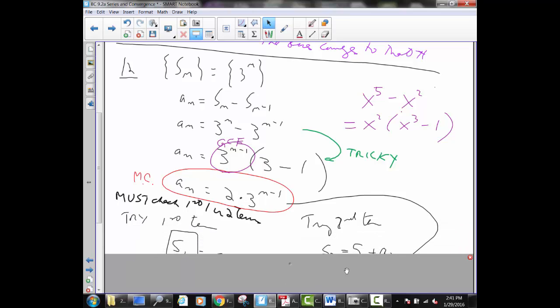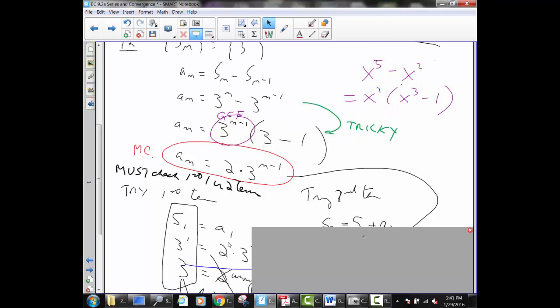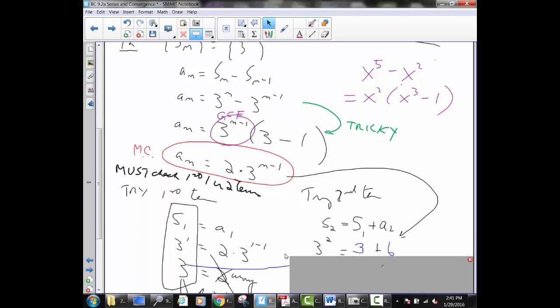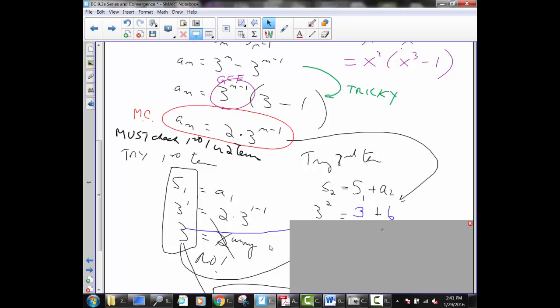Now we've got to check the terms, okay? So we'll start by checking the first term. The sum of the first one terms should equal the first term. The sum of the first one terms is 3 to the 1, which is 3. The first term, according to our formula that we got, is 2 times 3 to the 1 minus 1, which ends up being 2 times 3 to the 0, which is 2 times 1, which is 2, and that is not correct. So we are going to have to pull that first term out.